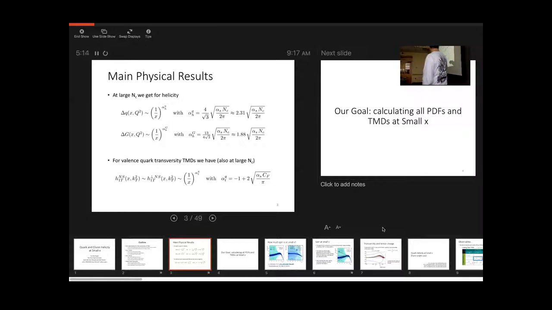Our conclusion for the gluon distribution delta G is this power here, slightly different, slightly smaller numerically than the power for delta Q. And for transversity, these transversity TMDs, we get 1 over x to another different power, which is given here. So it's at minus 1 plus some corrections.